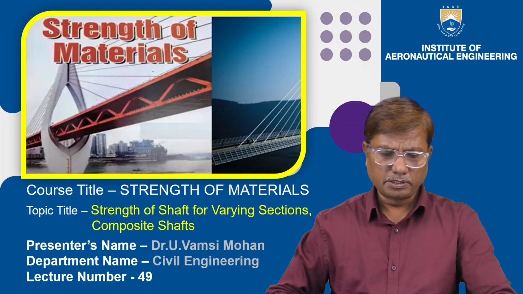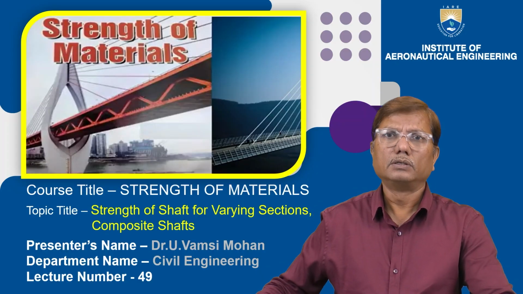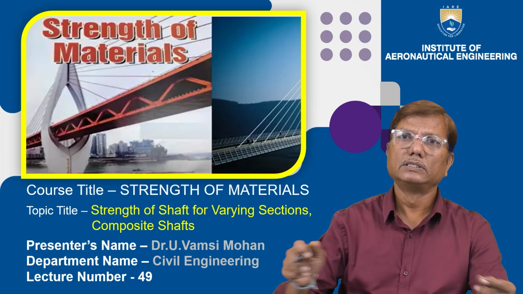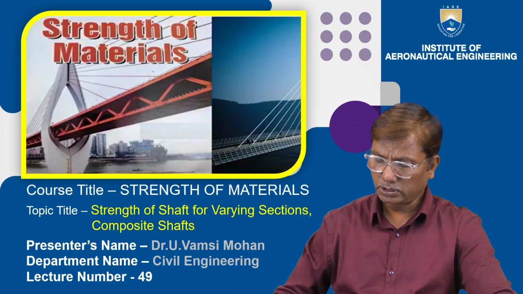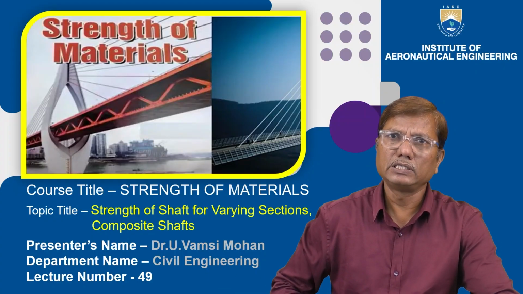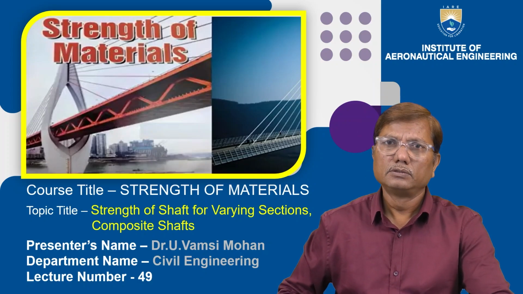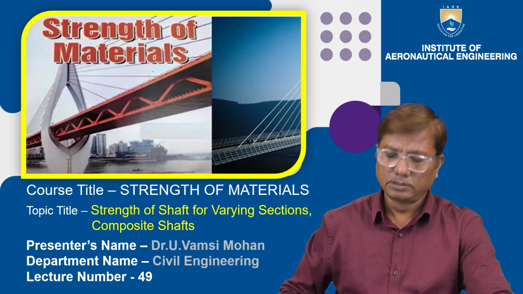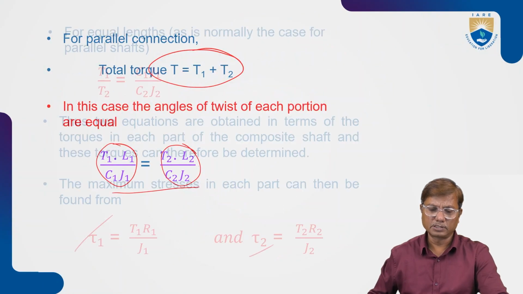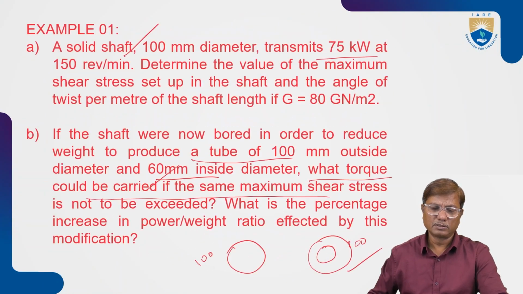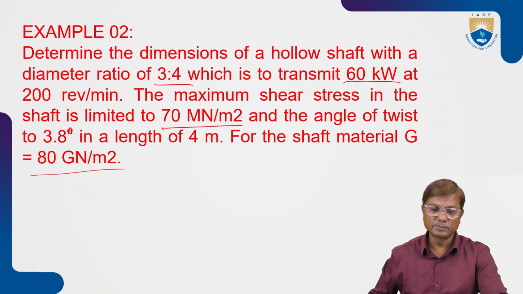In this session, I will be discussing some more examples on shafts of varying cross sections. Composite shafts with varying cross sections. Some numerical examples I will be discussing. I have discussed some of them in the last session. Let me discuss some more examples now.